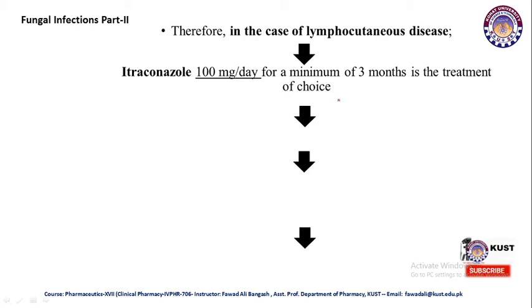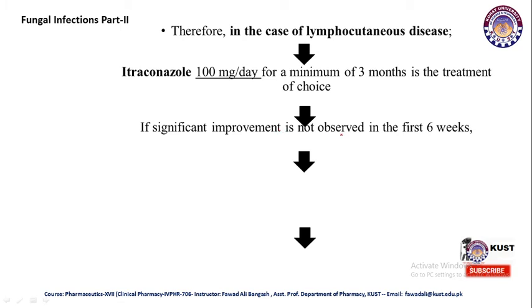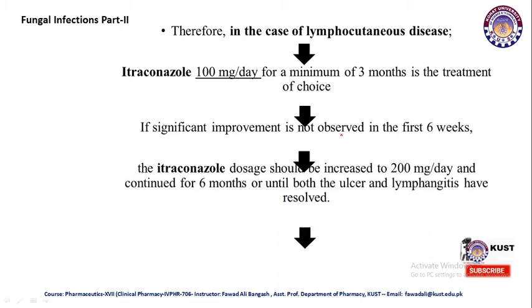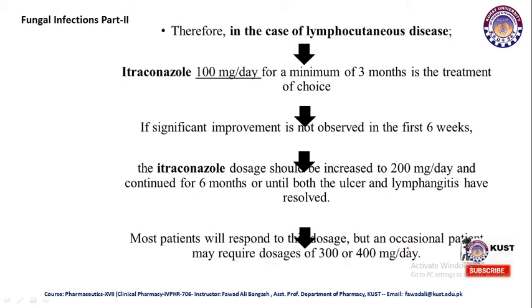Specifically in the case of lymphocutaneous disease, if significant improvement is not observed in the first 6 weeks, the itraconazole should be increased to 200 mg per day and continued for 6 months or until both the ulcer and the lymphangitis have resolved. Most patients will respond to this dosage, but an occasional patient may require a dosage of 300 to 400 milligram per day.